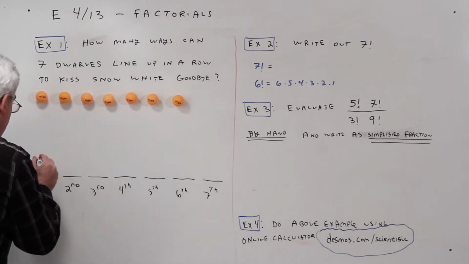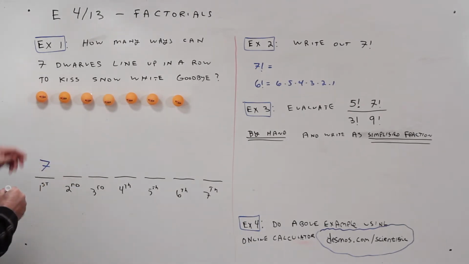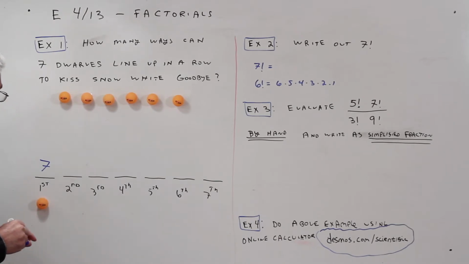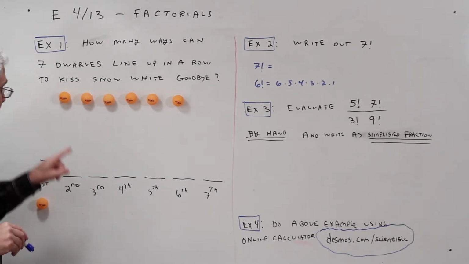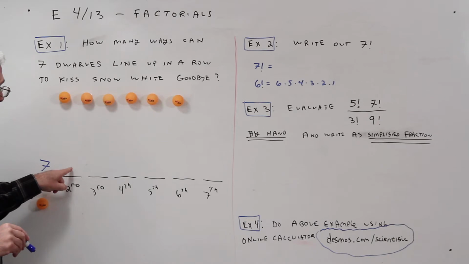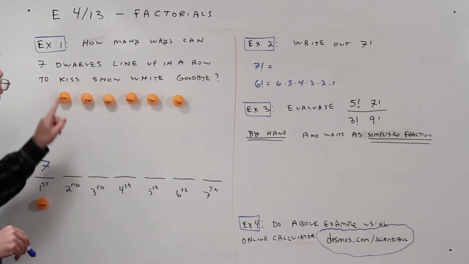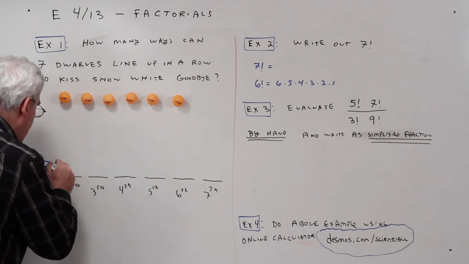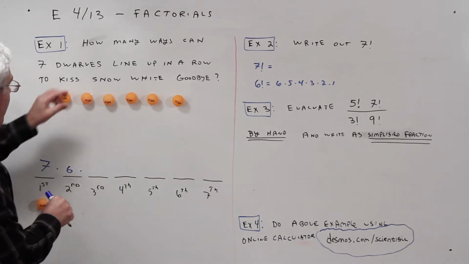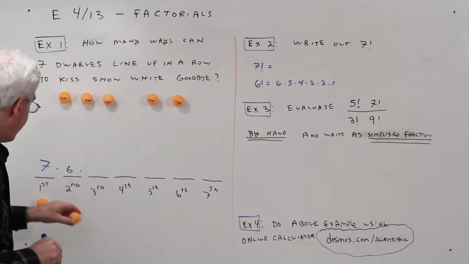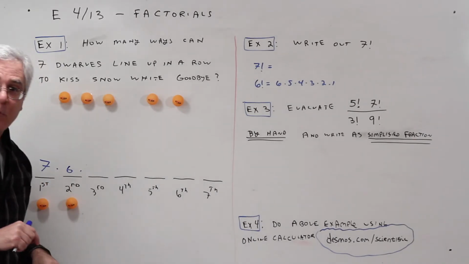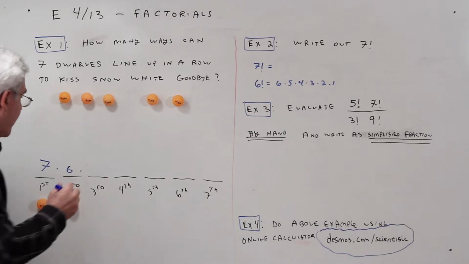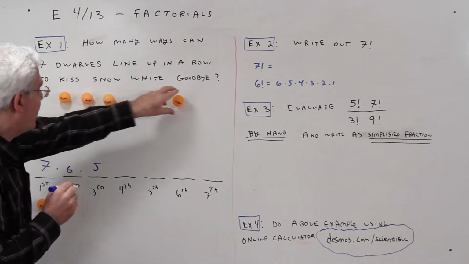So any 7. So let's suppose I pick this dwarf to be first. Now, how many of the remaining dwarfs can line up to be second? 1, 2, 3, 4, 5, 6. Let's suppose that dwarf. How many dwarfs can be third? 1, 2, 3, 4, any of those 5. Let's suppose it was that dwarf.